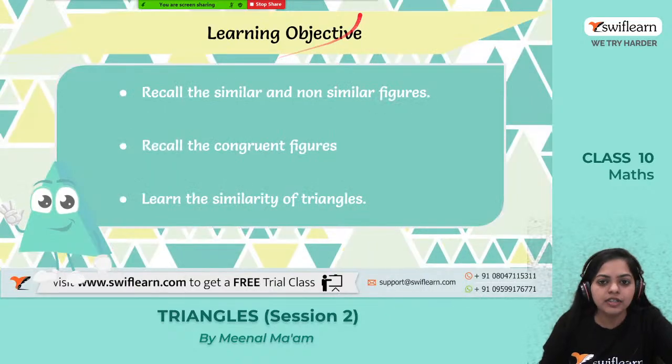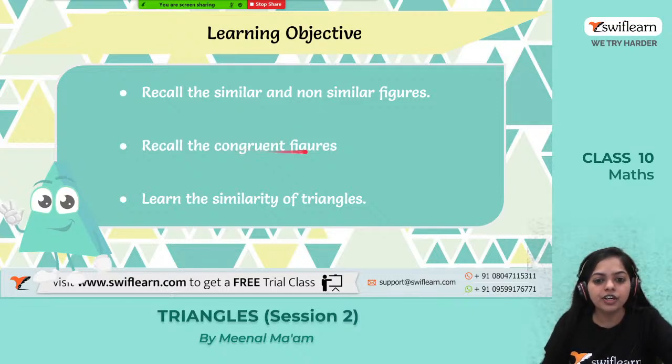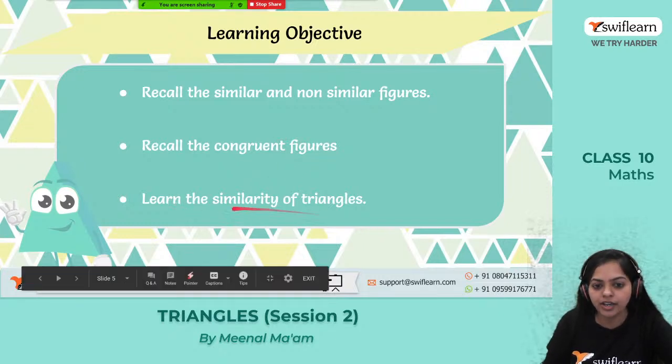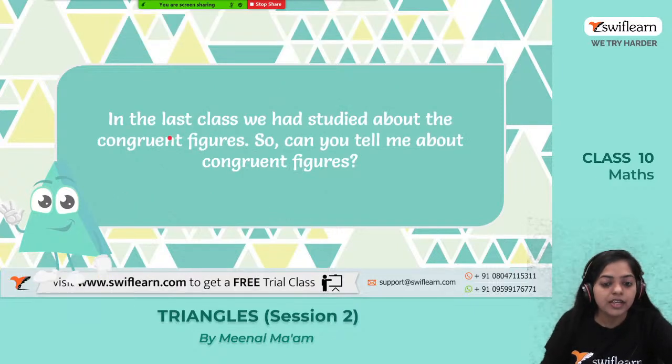So let's move on to the objective for today's class. Today we will recall the similar and non-similar figures. We will recall the congruent figures that we discussed in the last class, and also learn the similarity of triangles. So today we will mainly focus on the similarity of triangles. Now, in the last class, what did we study about the congruent figures? Can you tell me what are the congruent figures?